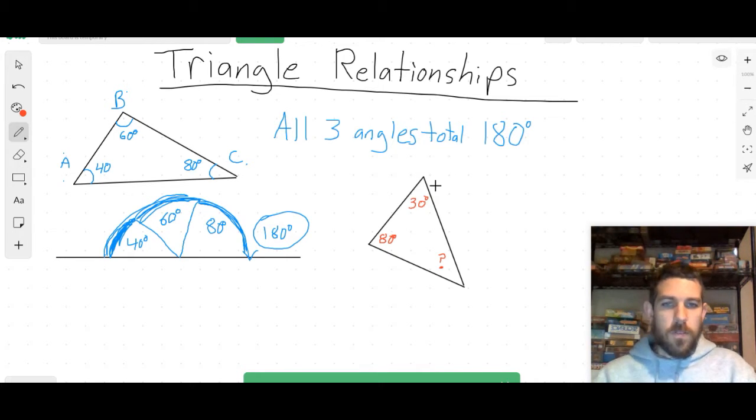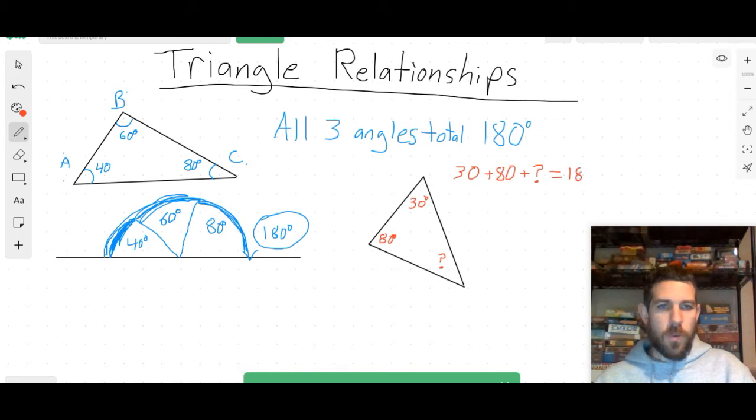Well, we're going to set up a little problem here. We say, okay, if I know two of the angles, if I know one of them's 30 and the other one's 80, what is the missing angle that I can add to the first two to total 180 degrees? I'll give you a second to think about it. But hopefully you're thinking, okay, what is that mystery number? Maybe we can group the two we know. 30 and 80 make 110.